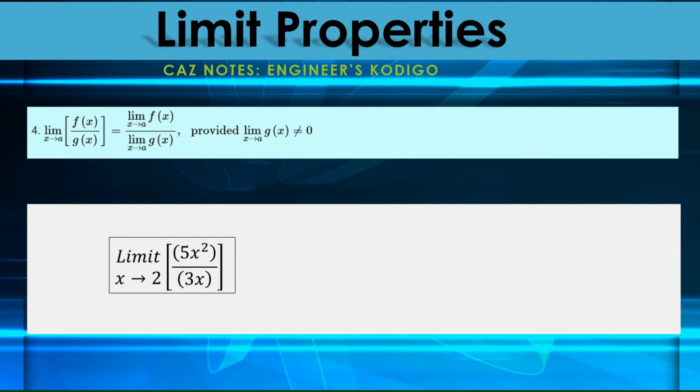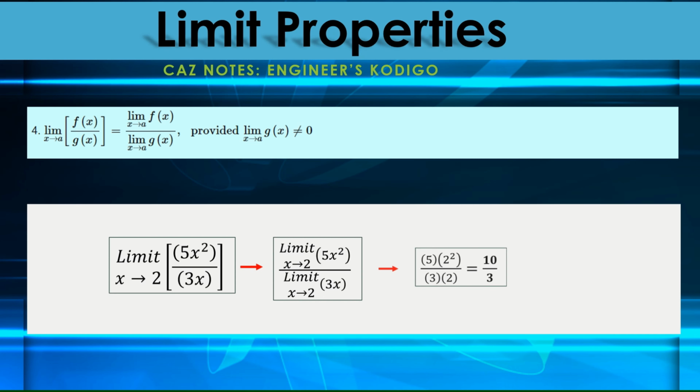Okay, so let's have an example regarding this limit function. The limit of the function 5x squared divided by 3x as x approaches 2. So we will separate this into two limits, evaluate the numerator limit and also the denominator, and we will obtain the final answer as 10 over 3. So that's how easy it is.